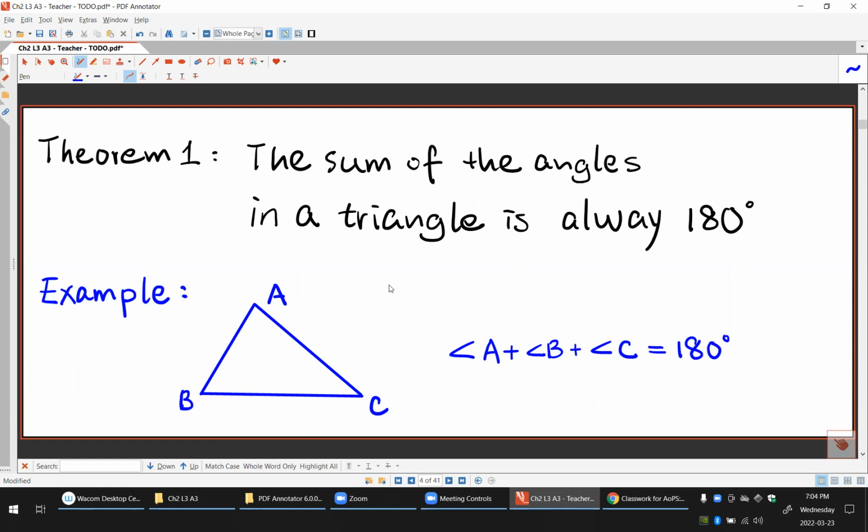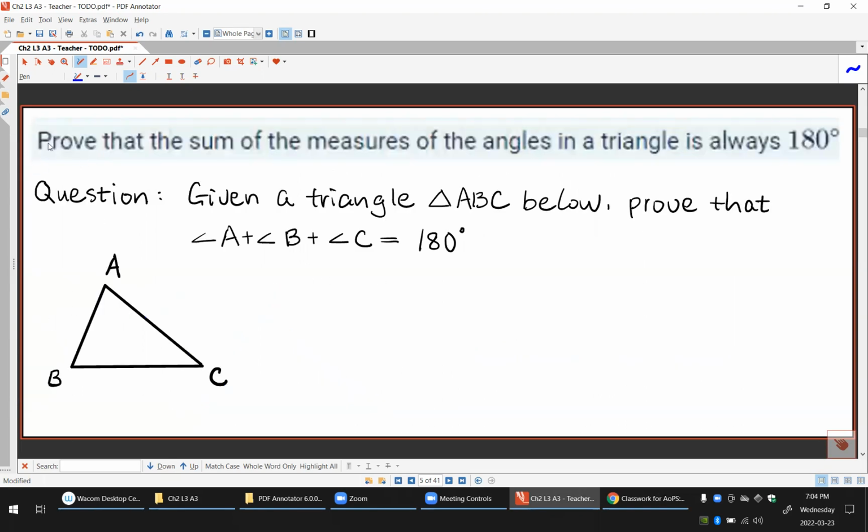Okay, so the problem is, how do we prove this to be true? Have you ever thought of this? No. Okay, so let me formulate this problem here. Prove that the sum of the measures of the angles in the triangle is always 180 degrees. In other words, the question is, given a triangle ABC below, prove that angle A plus angle B plus angle C equals 180 degrees.